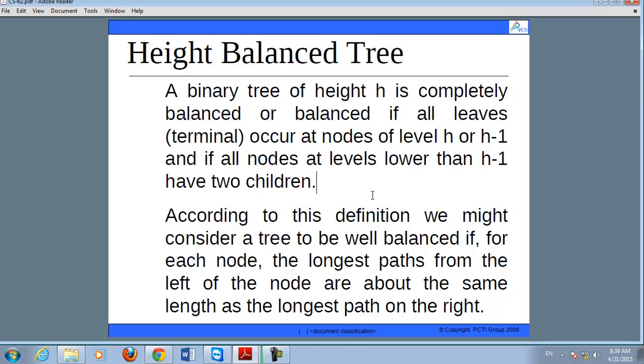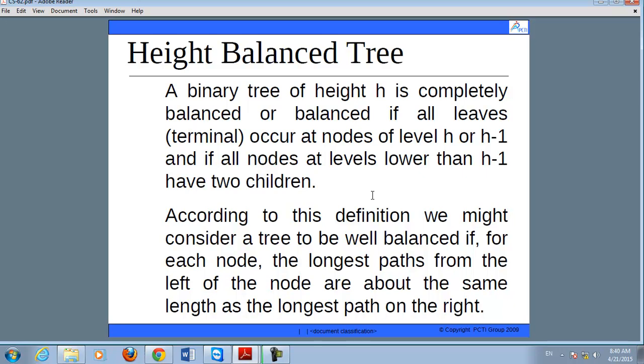If we want to calculate whether the tree is a height balanced tree or not, then you have to find out the balancing factor, and the balancing factor can be found by subtracting the height of the right node from the height of the left node. Meaning if you subtract the height of the right node from the height of the left node, then you can get the balancing factor.